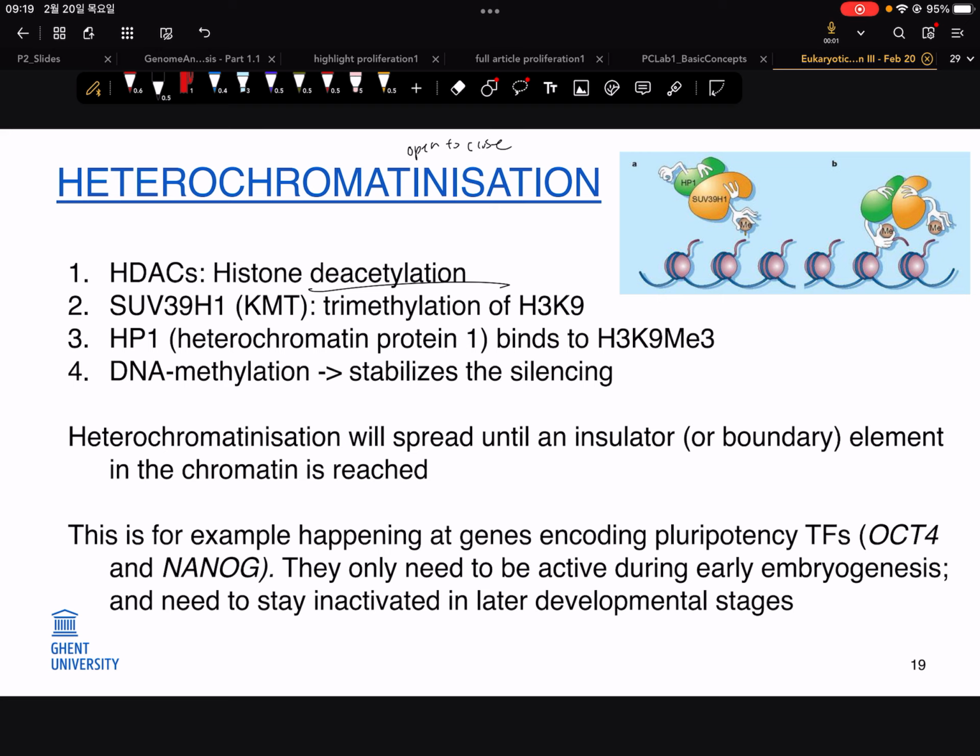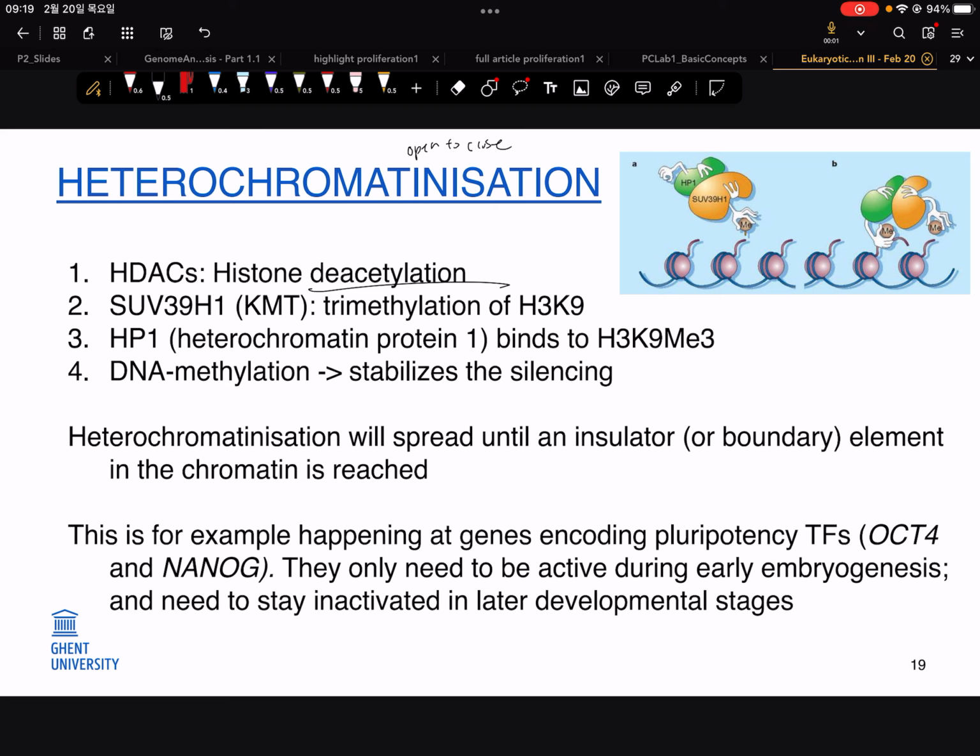And SUV39H1 has a partner. It's always very closely connected to HP1. Those two bind to each other and work together. So when those methyl groups are added, HP1, which likes to bind to that methylated H3K9, will bind to the chromatin. If that happens, DNA methyltransferase will come across and will stabilize the silencing by methylating the DNA.